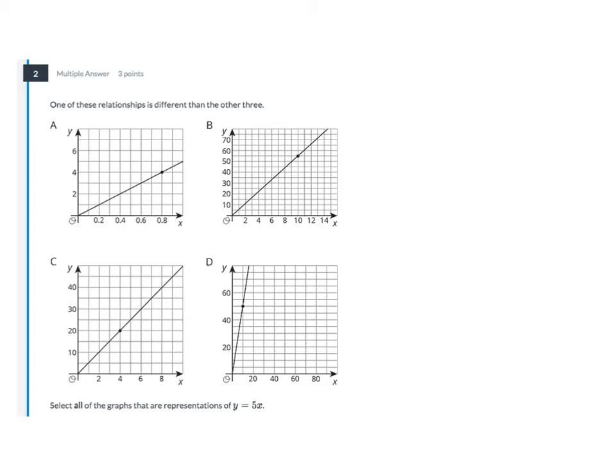Here is question number 2. It says up at the top, one of these relationships is different than the other 3. And then it says select all of the graphs that are representations of y equals 5x. If we have this equation, our slope is going to be 5 over 1. Remember how we have y equals kx, and k is also known as our slope. So we are looking for graphs that have 5 over 1. Let's make slope triangles with the different graphs.